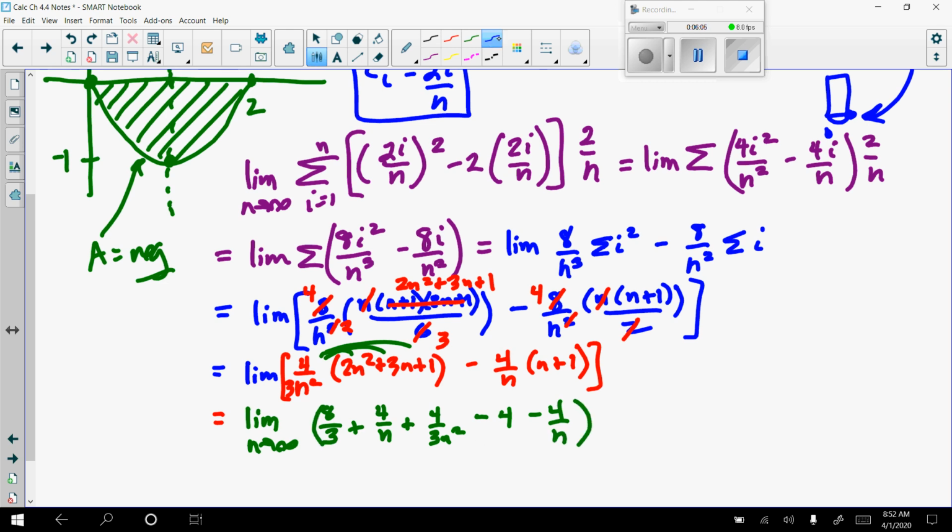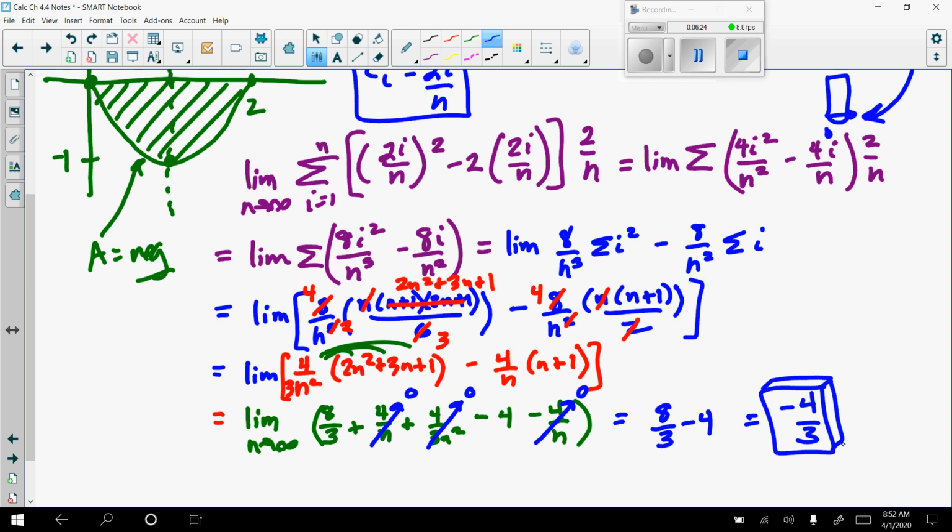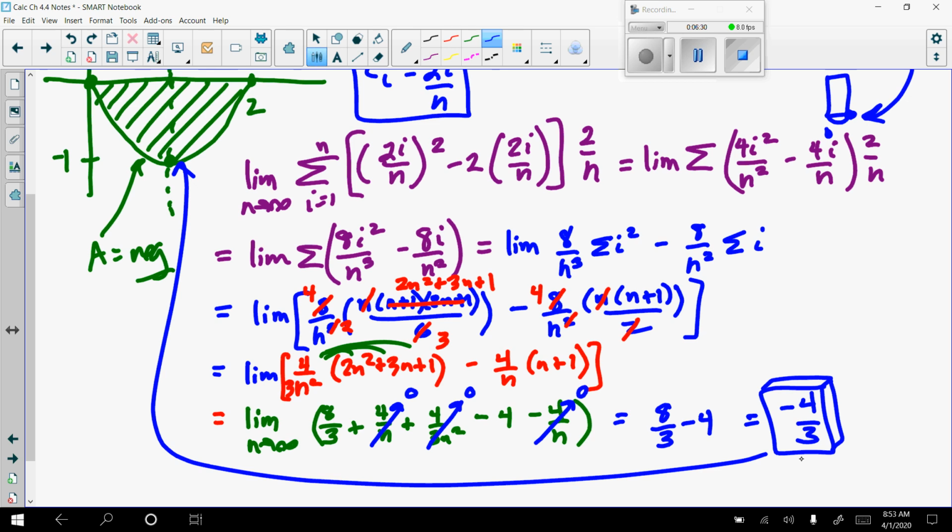Now, as I'm taking the limits of those, anything with an n in the denominator approaches 0 as n approaches infinity. So all of these approach 0. So the limit is going to be 8 thirds minus 4, which is negative 4 thirds. That's the area of that shaded region, and it is in fact negative.